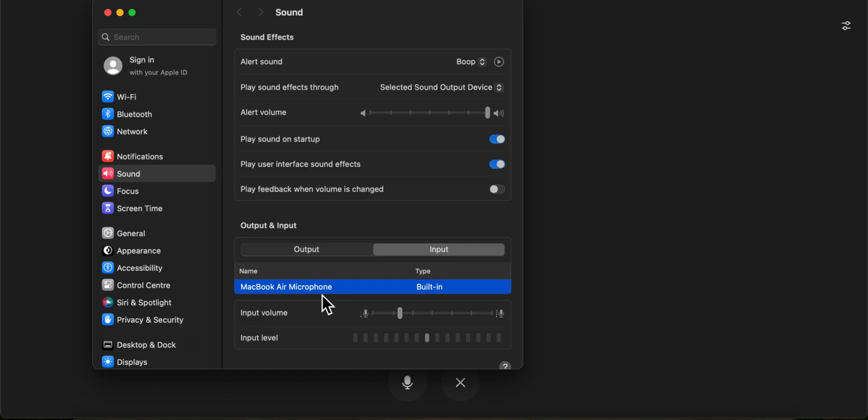Yeah, but now I have switched off the external mic and now I'm using the system mic.